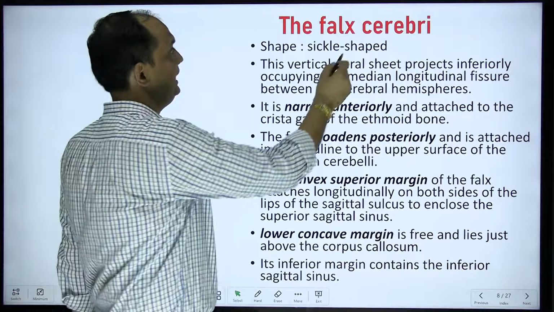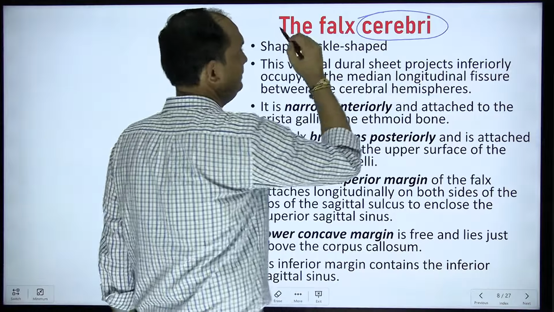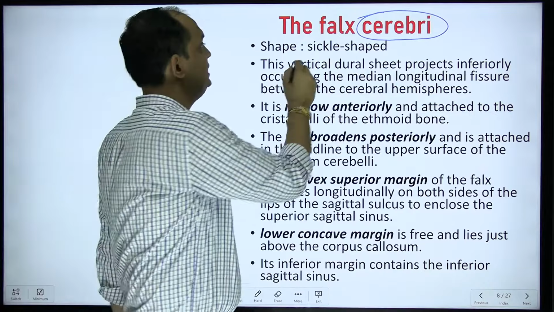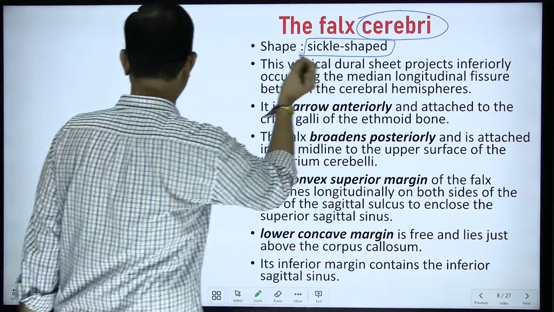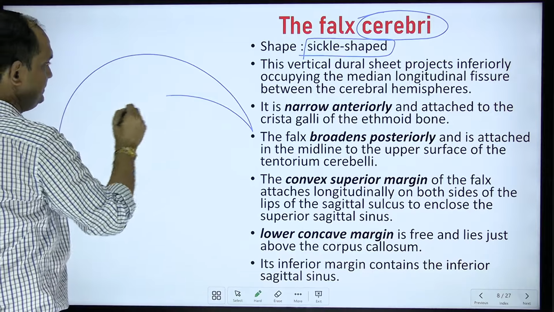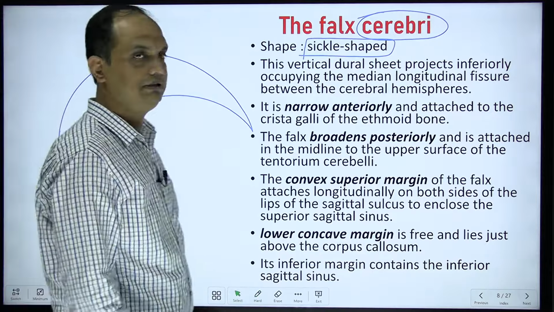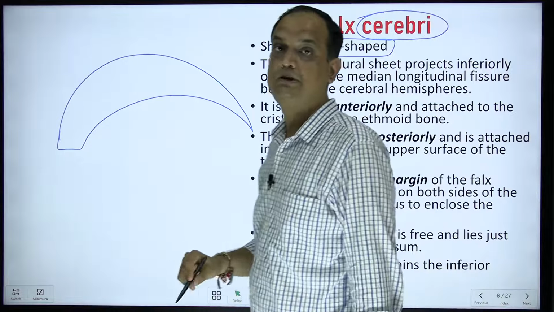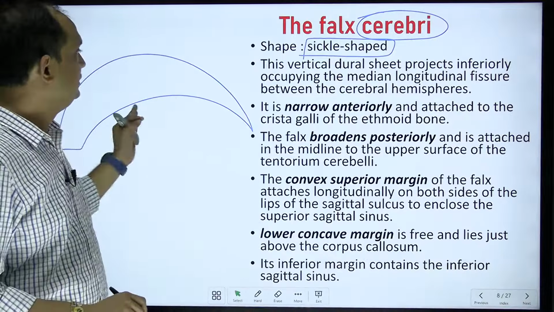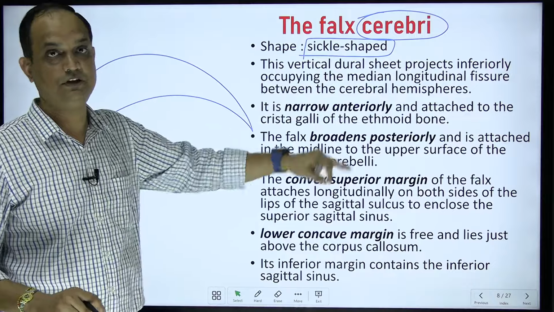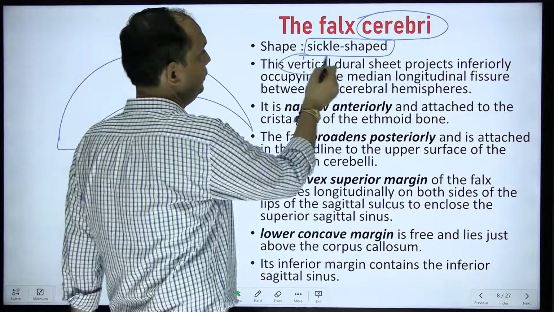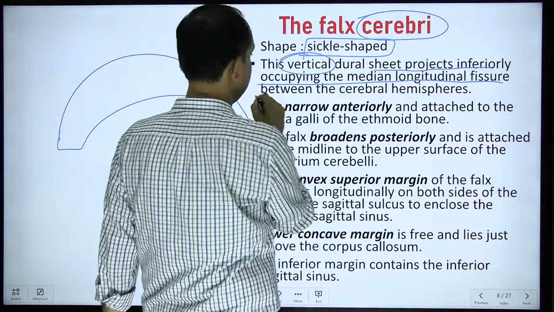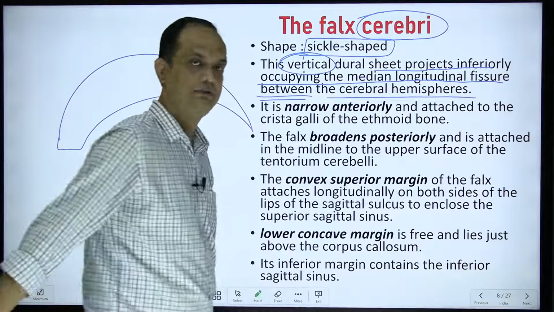Now this Cerebri, as the name suggests, is related with the cerebral cortex. Now it is a sickle shape. What is a sickle? A sickle is a thing which is something like this. Now this is a sickle-shaped structure, and when you see this sickle-shaped structure, it has two ends. So first, its position: this is a vertical fold which projects inferiorly, occupying the median longitudinal fissure between the two cerebral hemispheres.